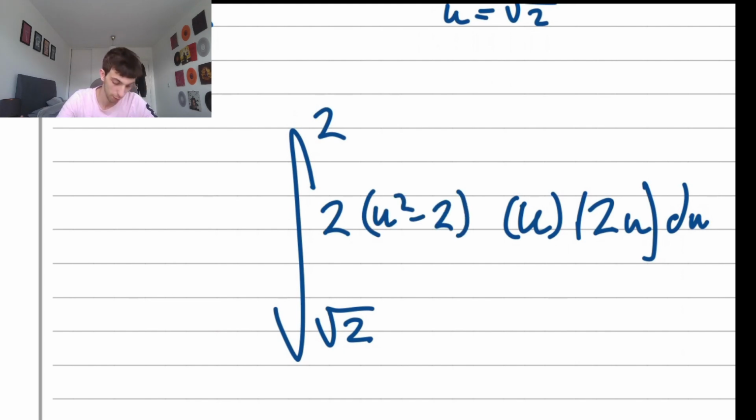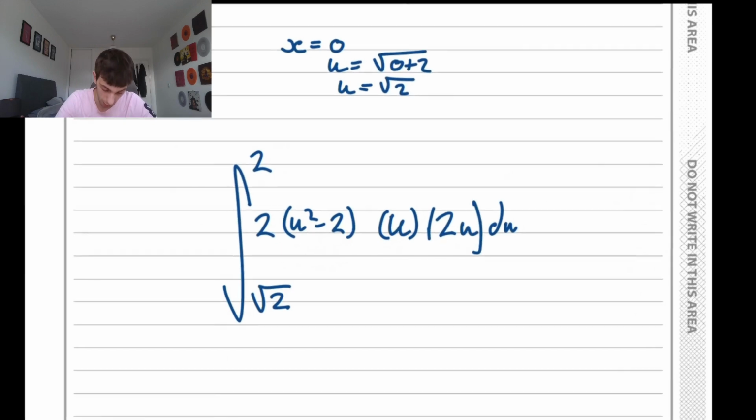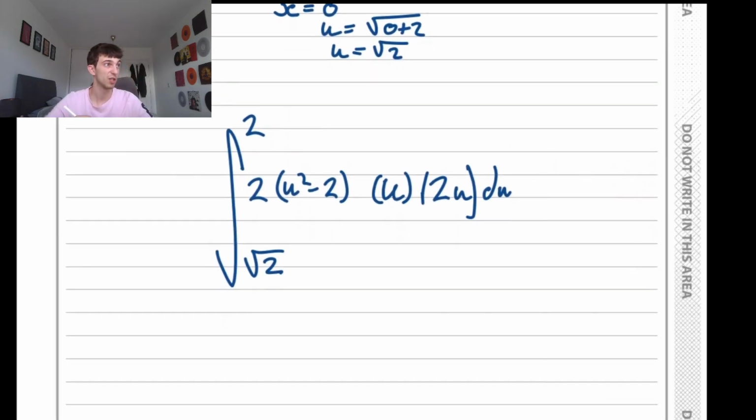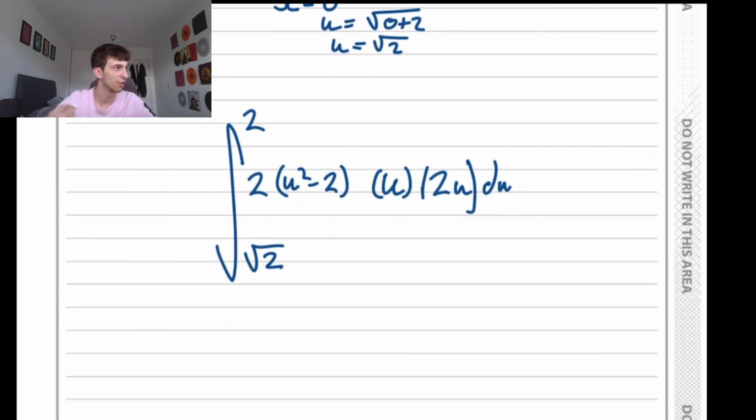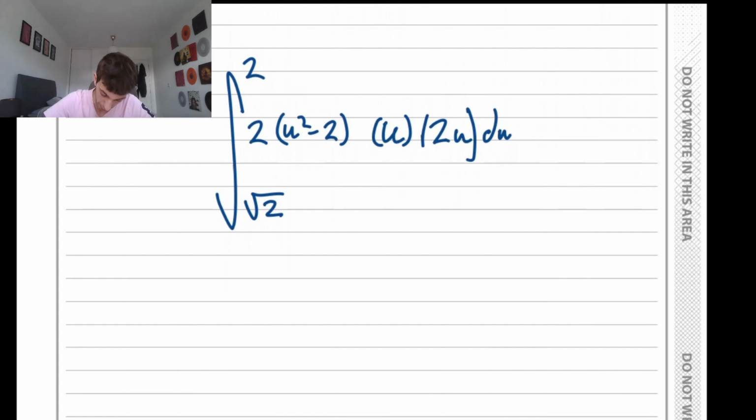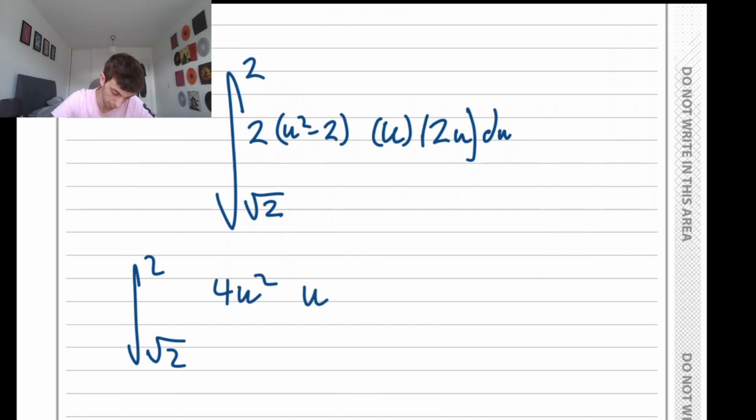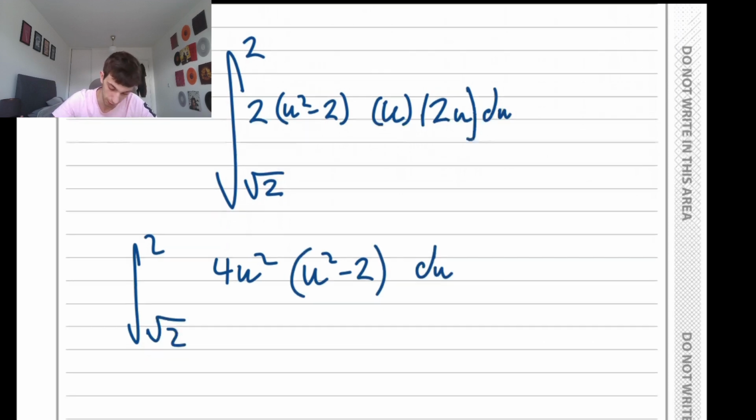So from here, we can actually start doing a little bit of integration. What we have to do is a little bit of expansion here. First thing I'm going to do, let's do 2 times u times 2u. Let's just expand all those single terms first. So definite integral, upper limit 2, lower limit root 2. 2 times u is 2u. Multiply that by 2u, we're going to get 4u squared, multiplied by u squared minus 2, integrating with respect to u. So then we just expand this out.